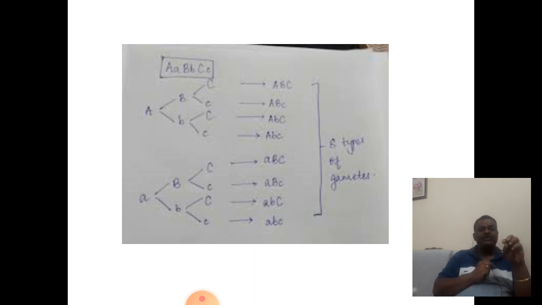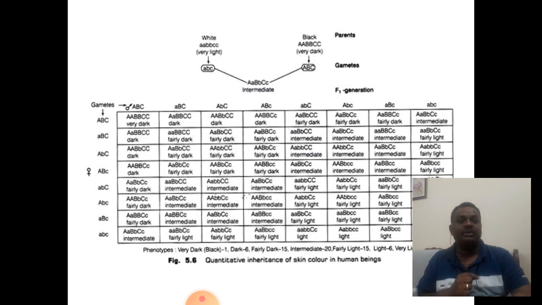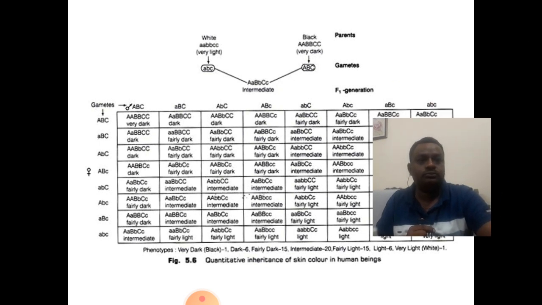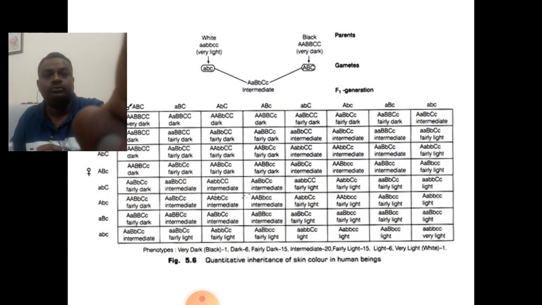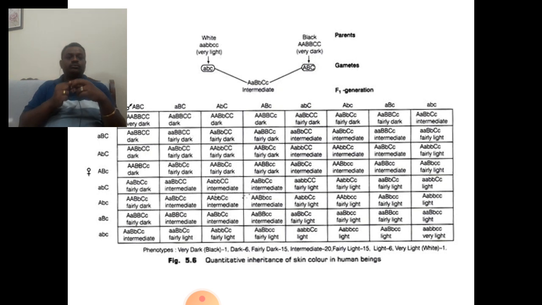So this is how it is easier for you to represent the gamete production for the genotype, whatever it is. So when 3 genes are involved of intermediate type, this is how the gamete representation will be. Now, when you represent 8 into 8 gametes in the checkerboard, we find 64 offsprings.